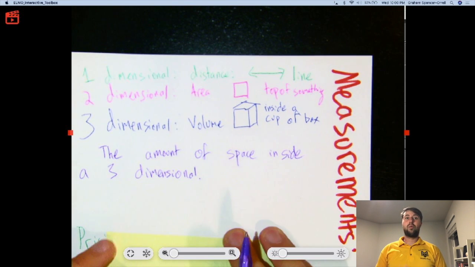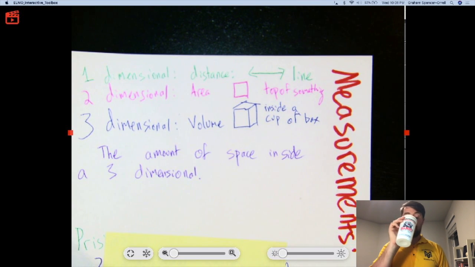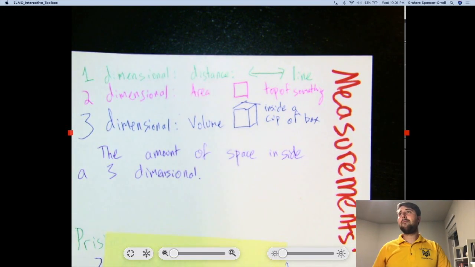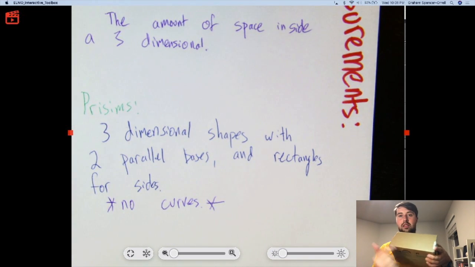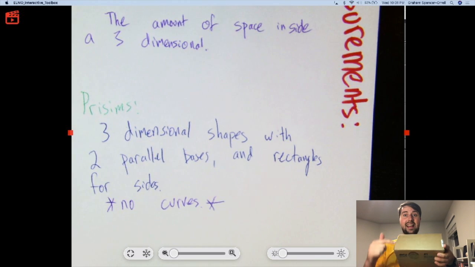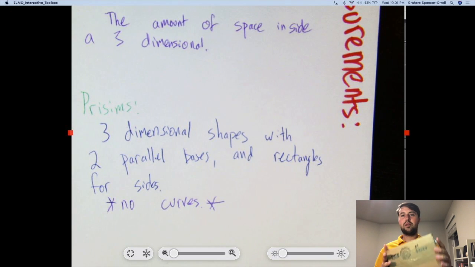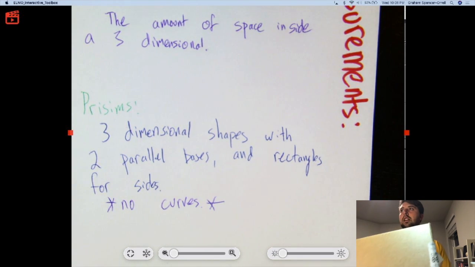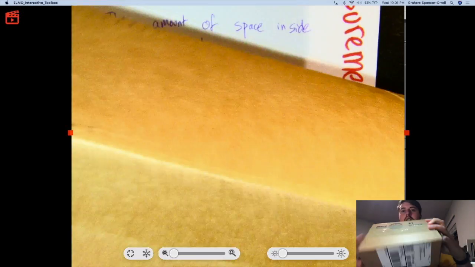Specifically today, we're not going to talk about anything that's rounded. We are only going to talk about prisms. Prisms are three-dimensional, so it has length, width, and height. Three-dimensional shapes with two parallel bases and rectangles for sides. So obviously the biggest thing, most common prism, is going to be a box. It has a flat top, a flat bottom, and all rectangles for sides.